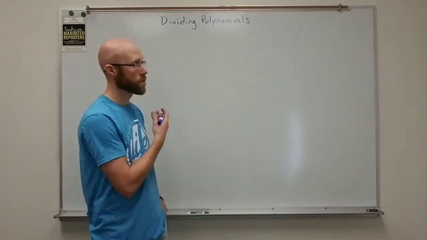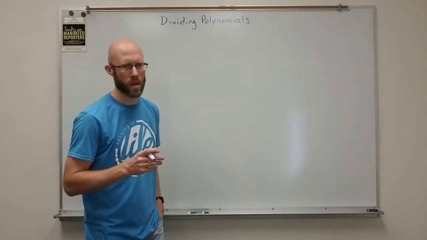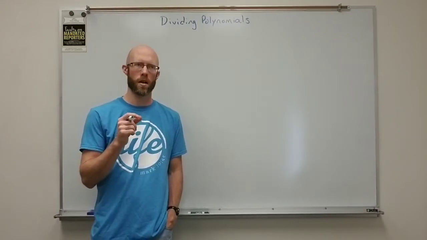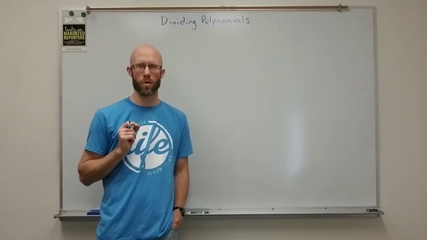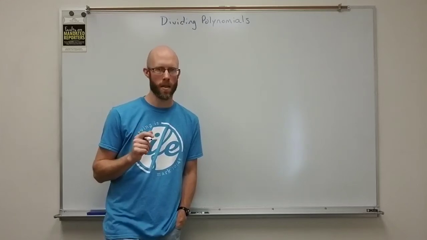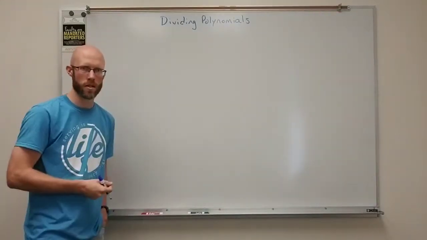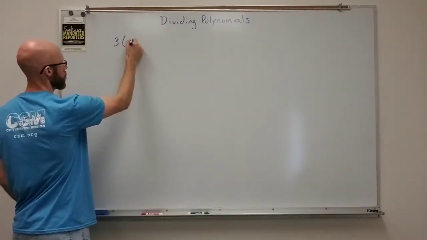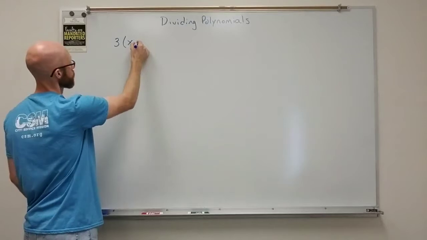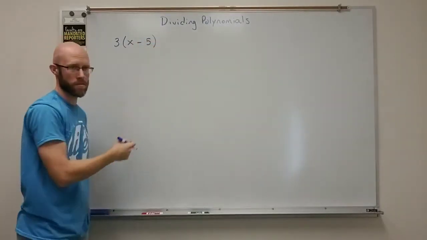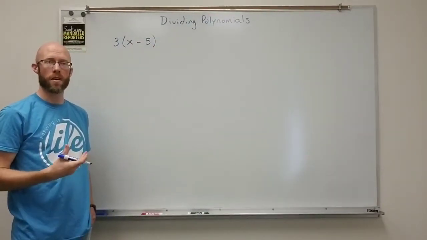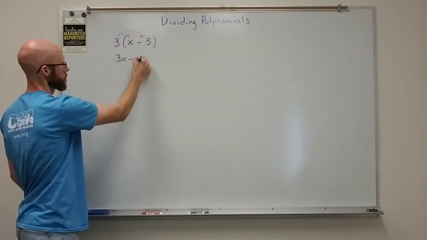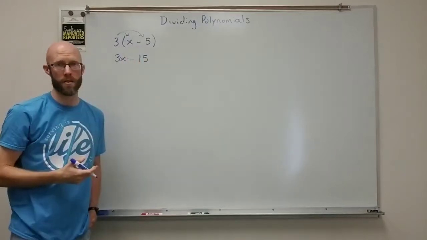So dividing polynomials, one thing that I want to point out is that division and the distributive property are kind of related. So let me show you real quick what I mean by that. That'll kind of initiate this conversation. So remember the distributive property. I'm sure all of you will recall something like 3 times x minus 5. And of course, you multiply by distributing the 3 in, you get 3x minus, well, 15, 3 times 5.